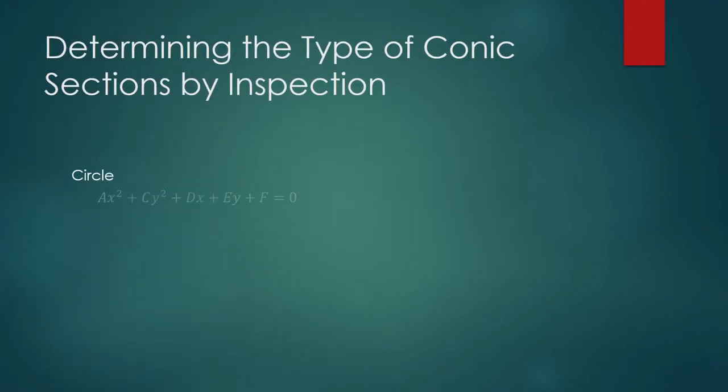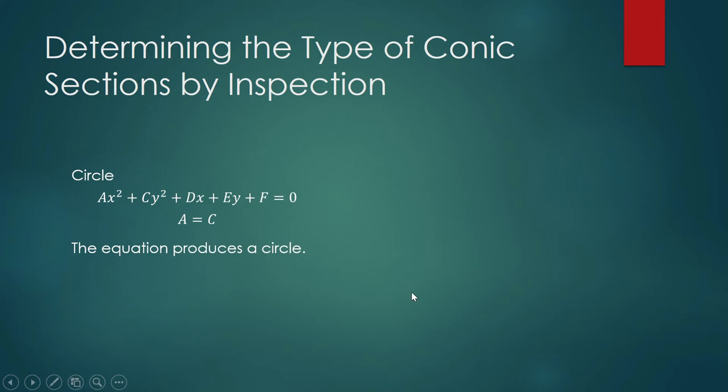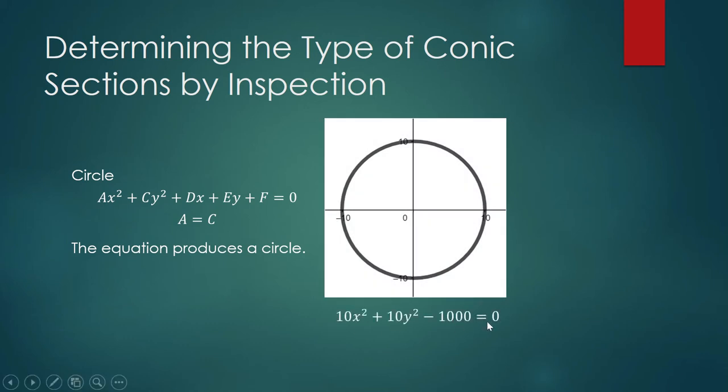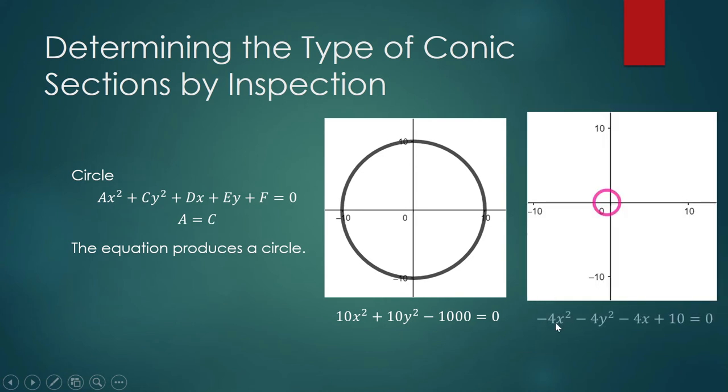How about for a circle? For a circle, the terms for x squared and y squared must both be there, but their coefficients must be equal. If that is the case, then our equation produces a circle. So this one is an equation for this circle. Look at the coefficients, they are equal. But you know what? The coefficients need not always be positive. They can be both negative and still they would produce a circle for as long as the coefficients of x squared and y squared are equal.